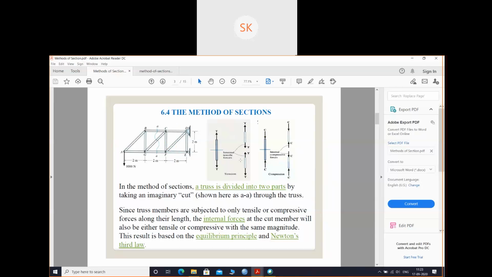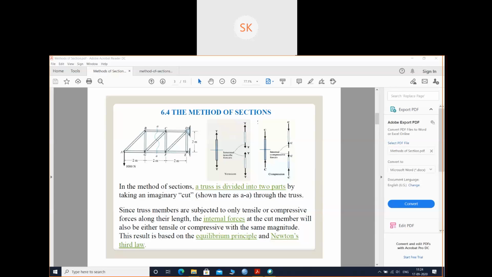And if we get a negative value, suppose we have assumed that the member is in compression, then after solving, if we get a negative value, we see that our assumption was wrong. The member is in tension. You can also assume the member is in tension as positive, and consider it that way. It's up to you. Whatever you assume will be positive, and the other sign will be negative.